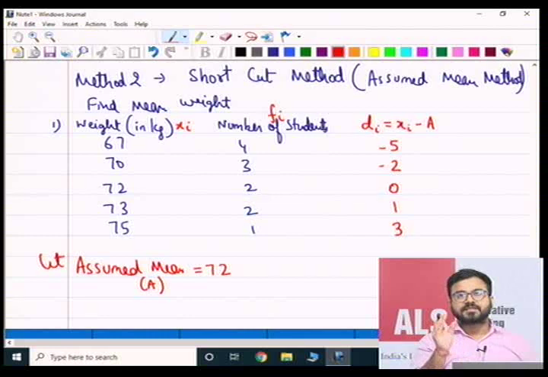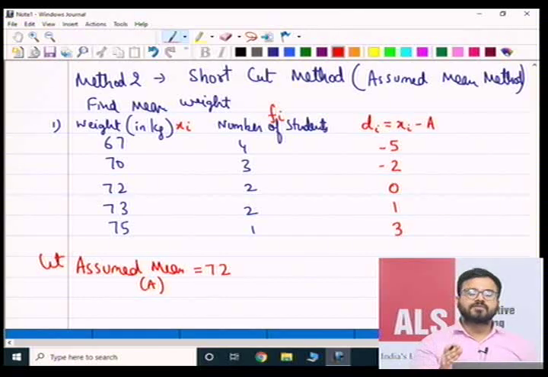We have to take such a number so that the difference of that number from all these given values will be as small as possible. And this is only possible when we take one of the numbers from the given values which is lying in between the given values, in the center of the given values. So by this method we have got D.